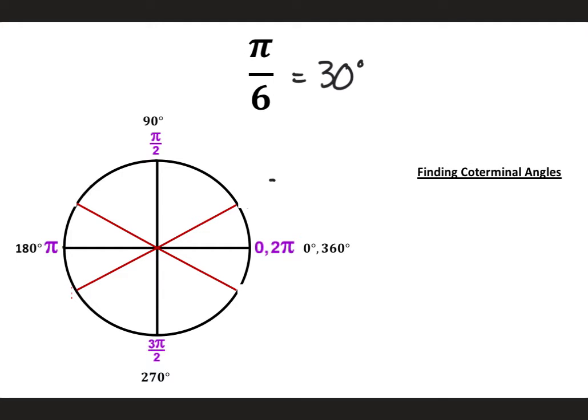So the angles here are 30 degrees in quadrant 1. 180 minus 30 is 150 degrees in quadrant 2. 180 plus 30 is 210 degrees in quadrant 3. And then 360 minus 30 is 330 degrees in quadrant 4. These are our degrees, our least positive reference angles of 30.